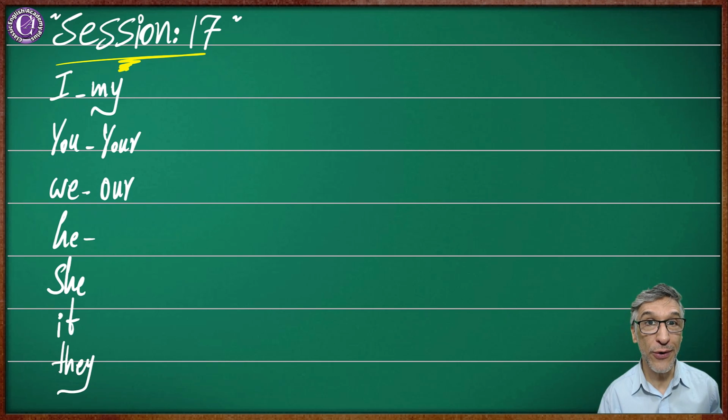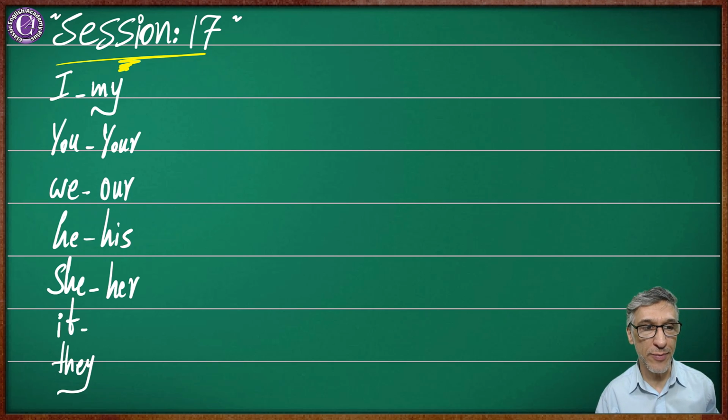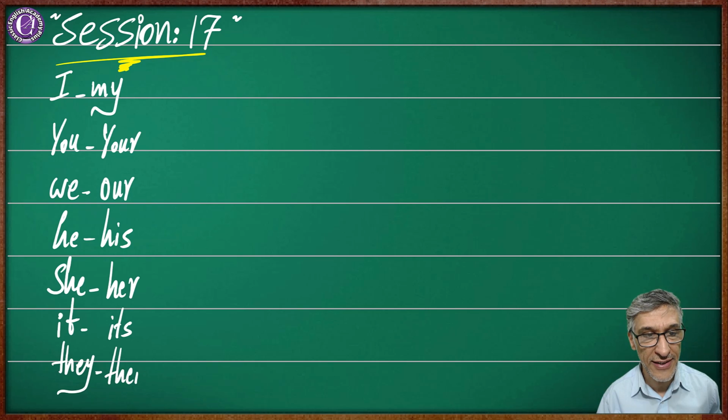He for male, we say his. She for female, we say her. It for a cat or any object, we say just its, without any apostrophe. And they is, of course, clear. It is their.